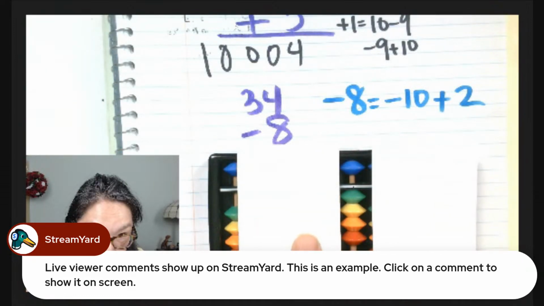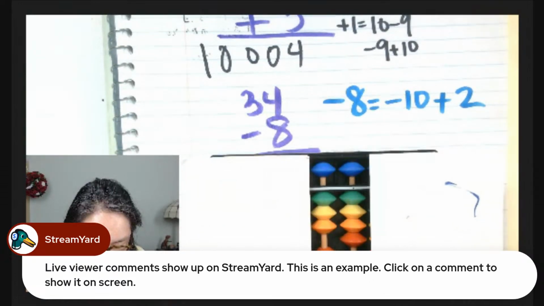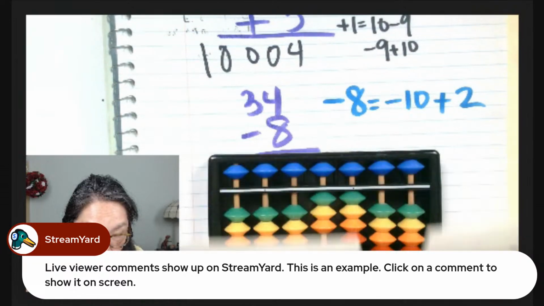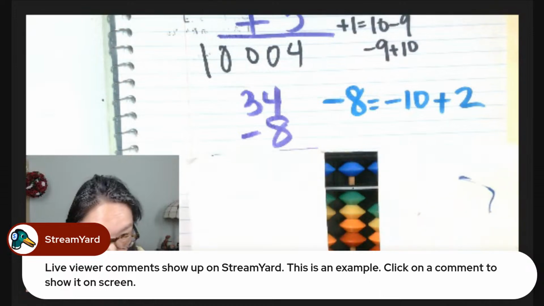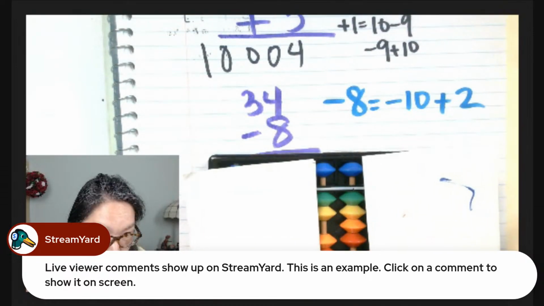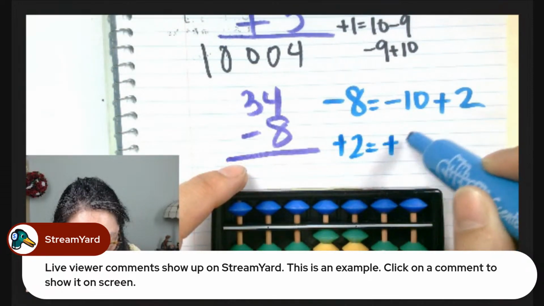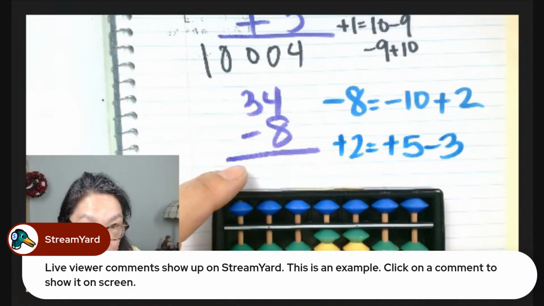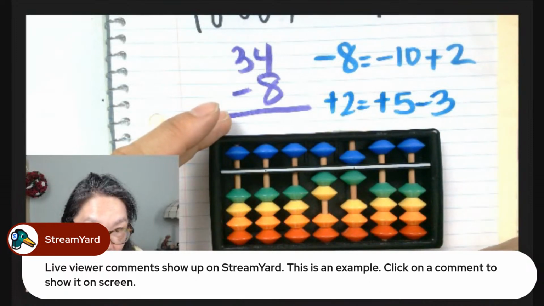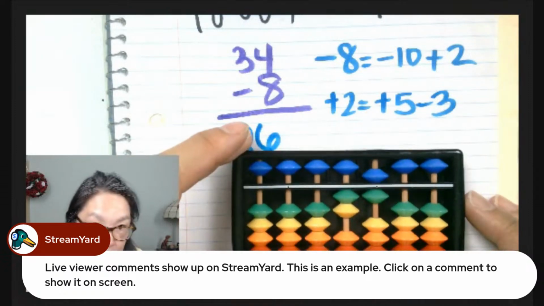I need to take away the 8 here, but I can't take away the 8. So what I need to do is minus the 10 and add the 2. We know this. Easy, right? We minus the 10 and we add the 2. How do we add the 2 to here? We know this. Adding the 2 is equal to plus the 5 minus the 3. My final answer is 26.